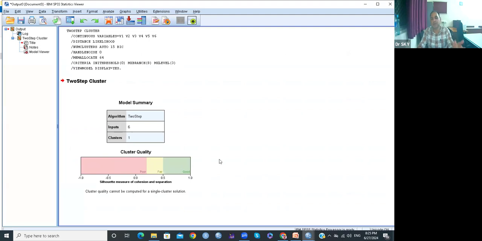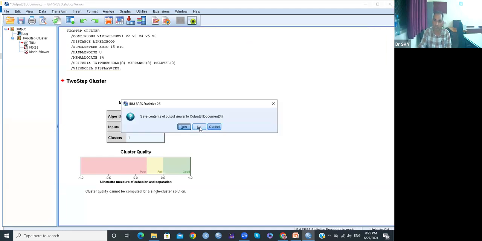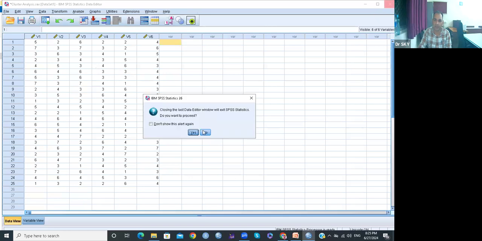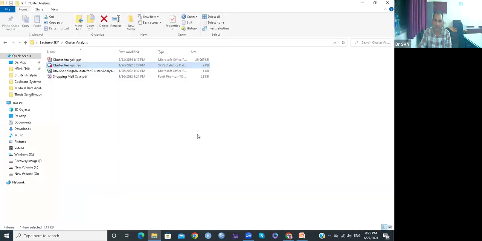So it is good to use first hierarchical and then non-hierarchical cluster analysis, and you will get the number of cluster memberships as well as the centroids and distances from all cluster centroids. So this was all about today's discussion. Now, if you have any query, any question, please ask.